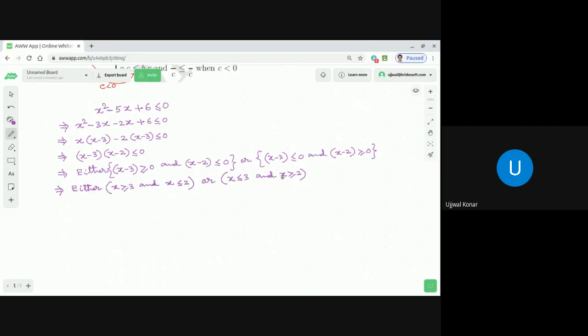Now, let's look into it. What this statement is informing is that x is greater than equal to 3 and x is less than equal to 2. That means we have some number which is greater than equal to 3 and less than equal to 2 at the same time. Is it possible? No, not possible. Can you find me a number which is greater than equal to 3 and less than equal to 2 at the same time? Not possible. So this portion of solution does not help us.